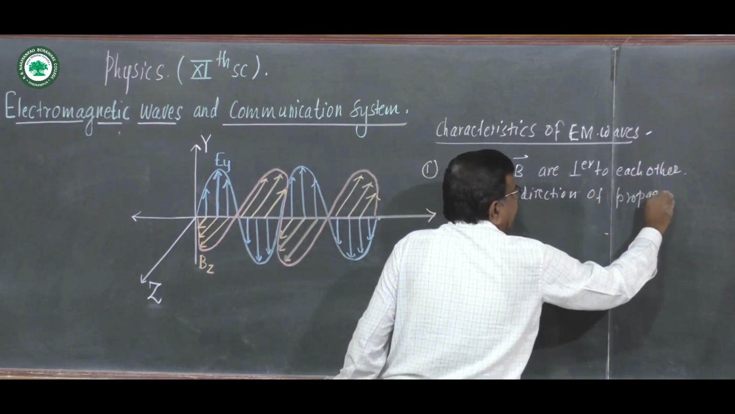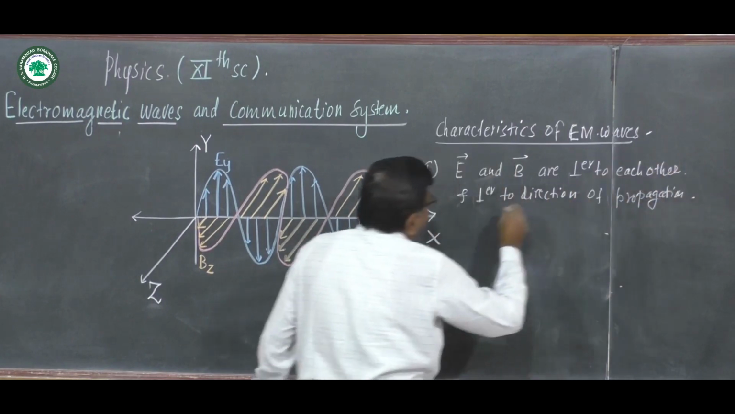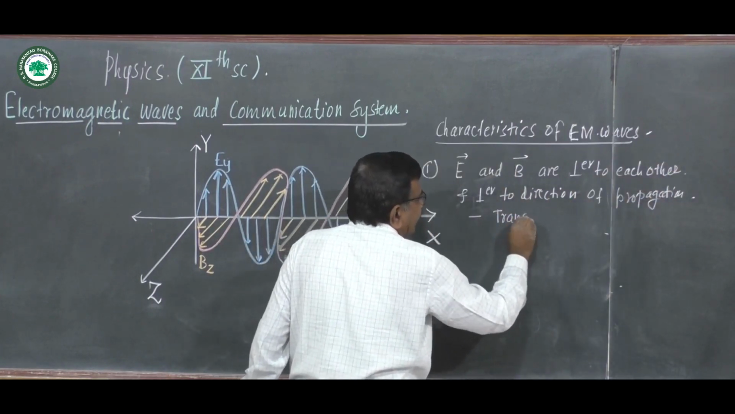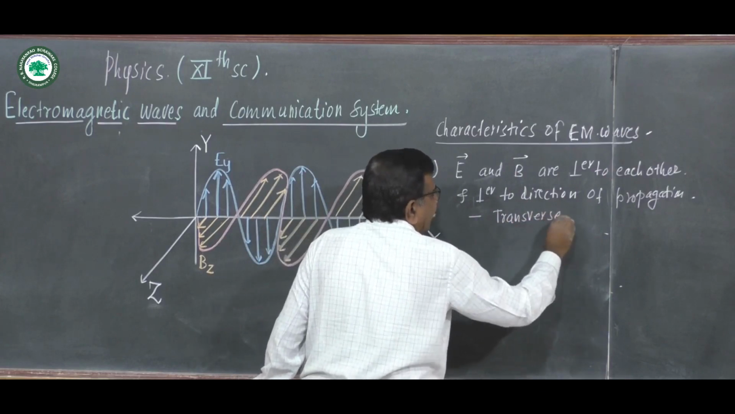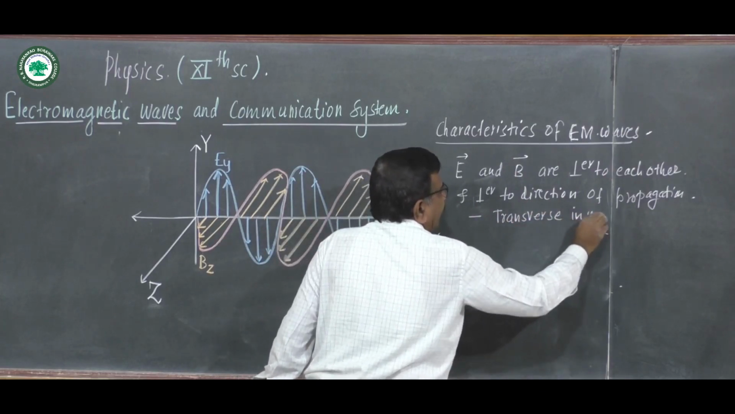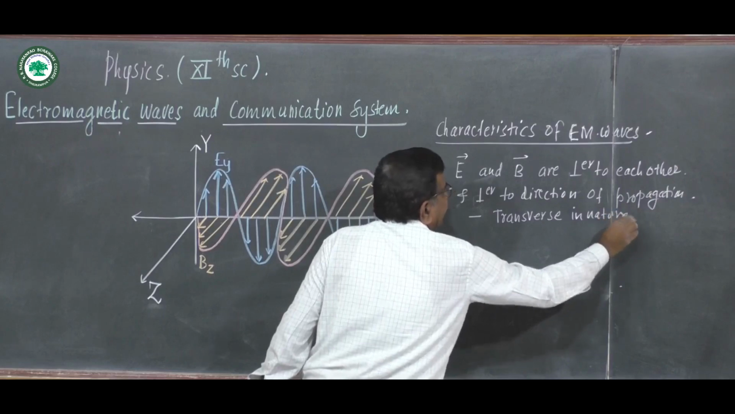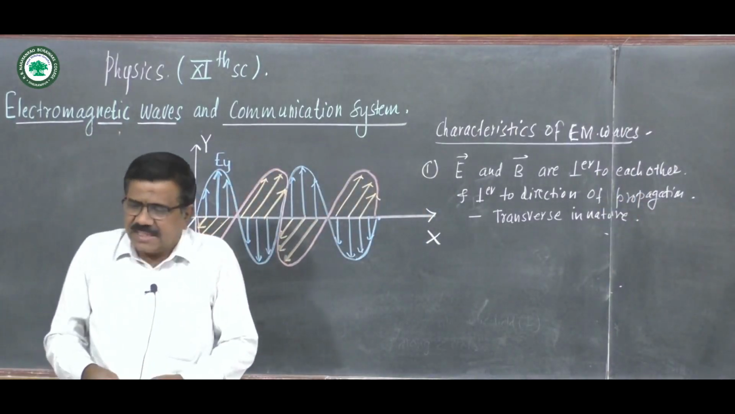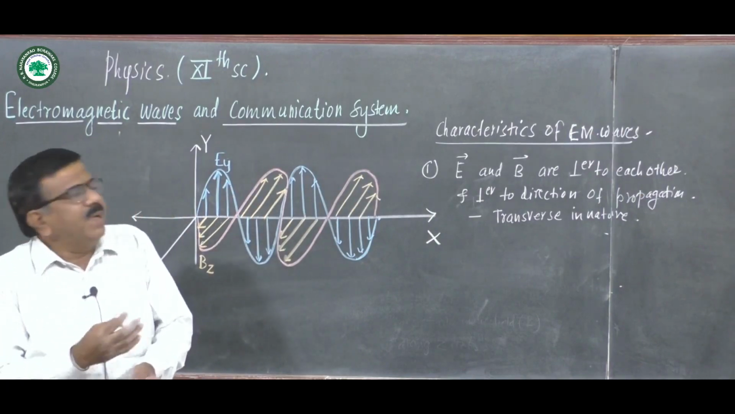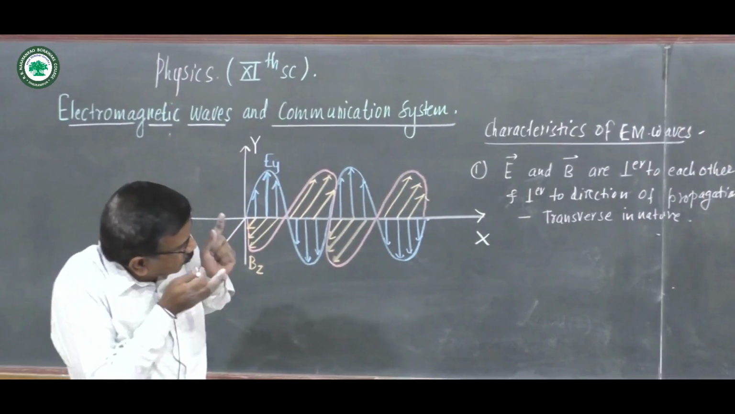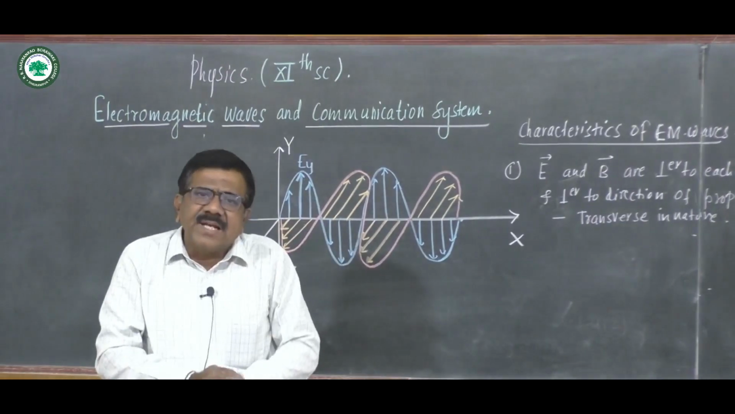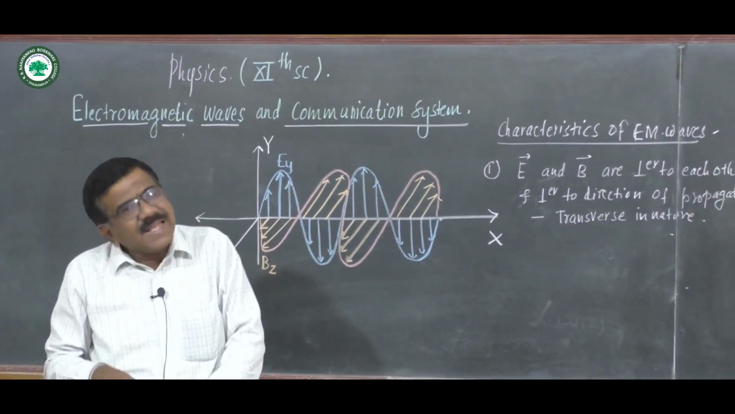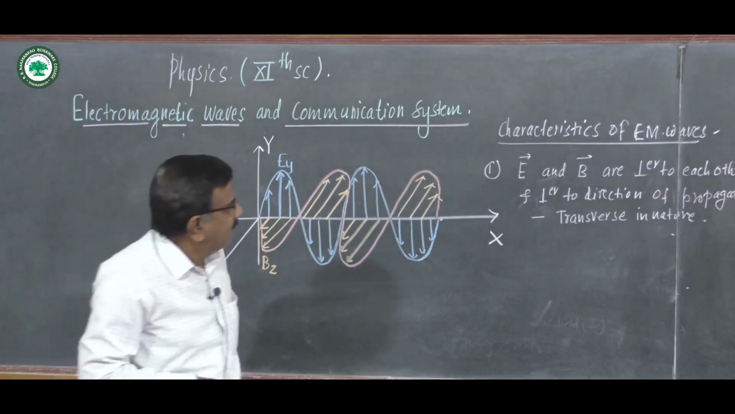What does it indicate? Electromagnetic waves are transverse in nature. We know the definition of a transverse wave. Electric and magnetic fields are always perpendicular to each other and also perpendicular to the direction of propagation, so electromagnetic waves are transverse in nature.